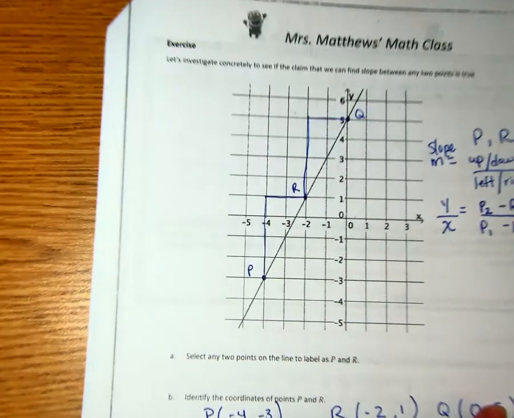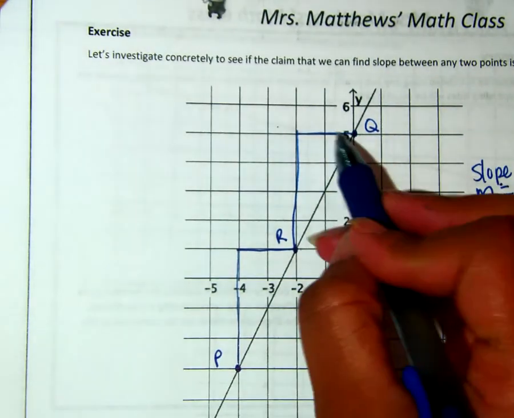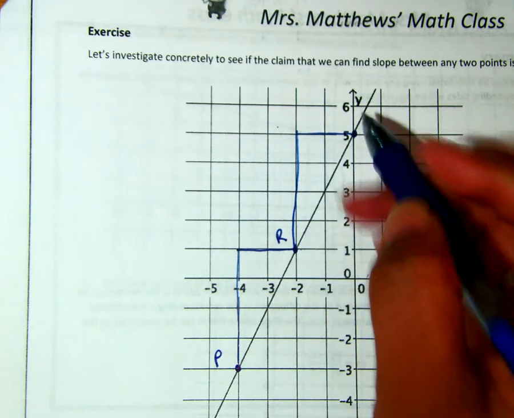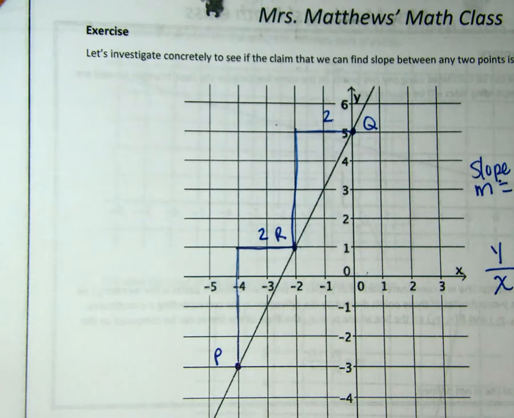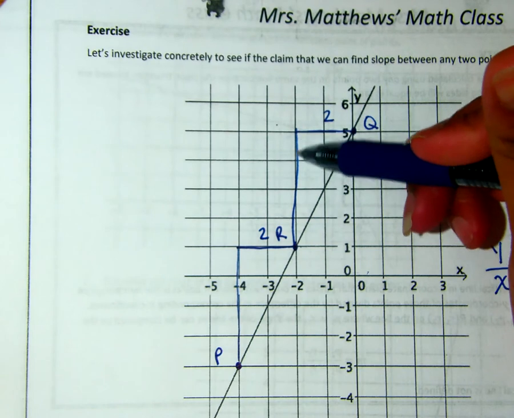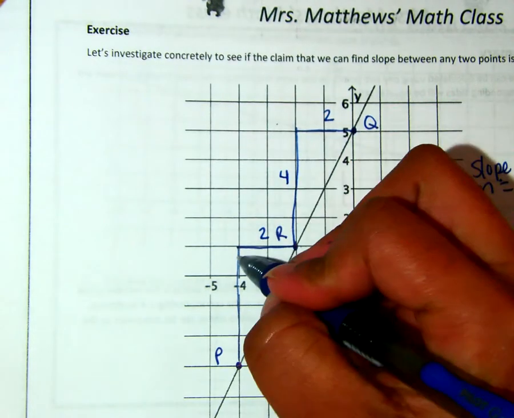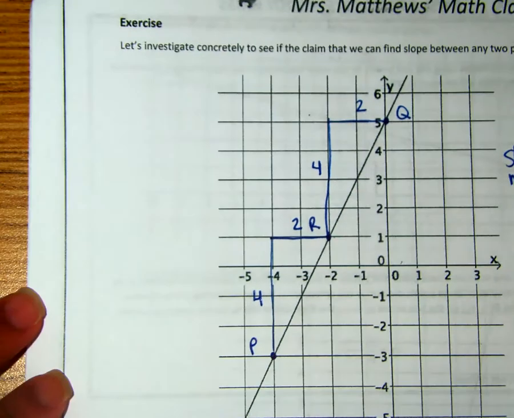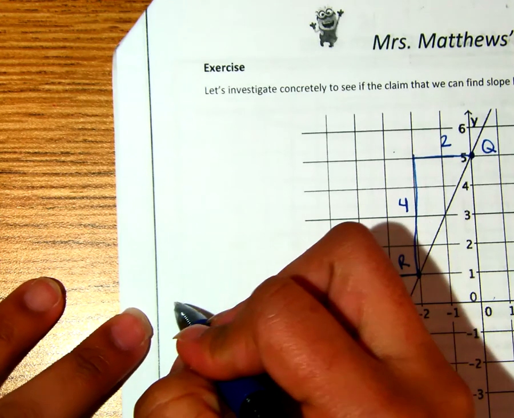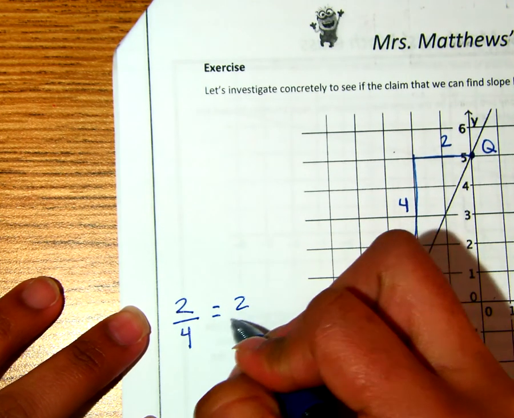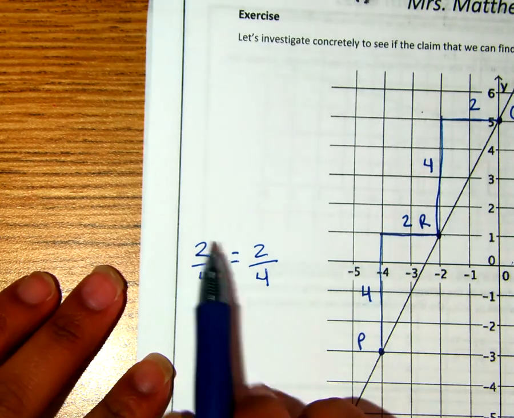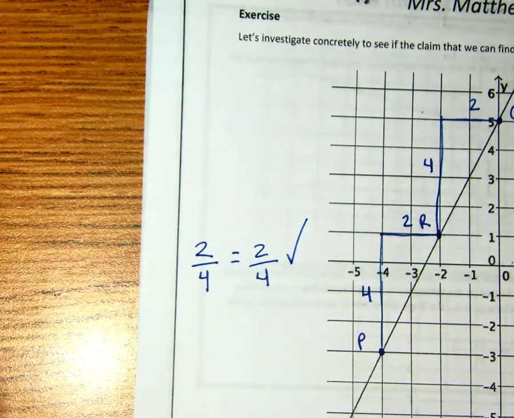Examining these similar triangles, you should see the corresponding sides: my base measures 2 in both triangles, and my height measures 4. All right, if I put those similar triangles as a ratio, base to height compared to base to height, my ratios check out. I have similar triangles.